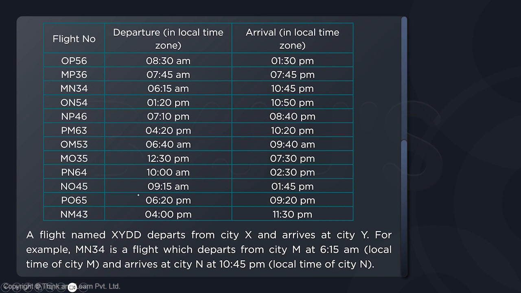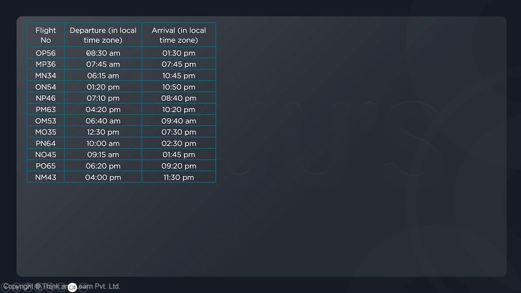Here is the chart given to you. A flight named XYDD, for example, OP56, departs from city X, that means this flight departs from O, and arrives at city Y, that means it arrives at P. For example, MN34 is a flight which departs from M and arrives at city N. What is the usage of this 56? There is no usage of this. It is just the serial number of that flight. So I have written all this on this single page.